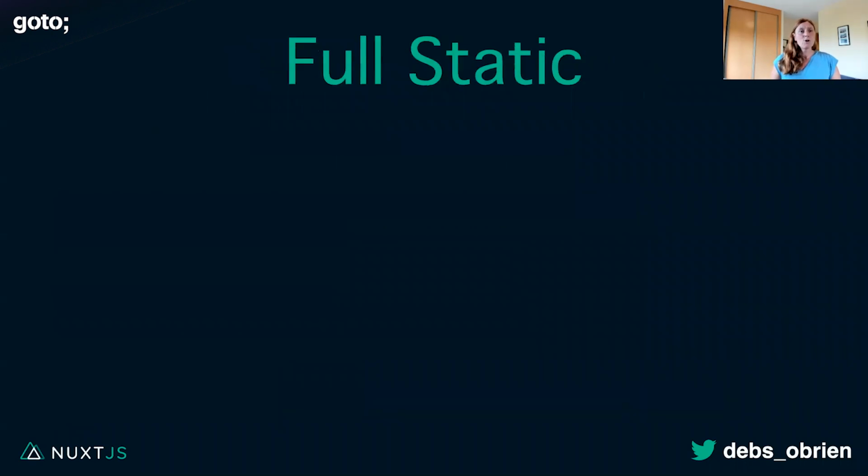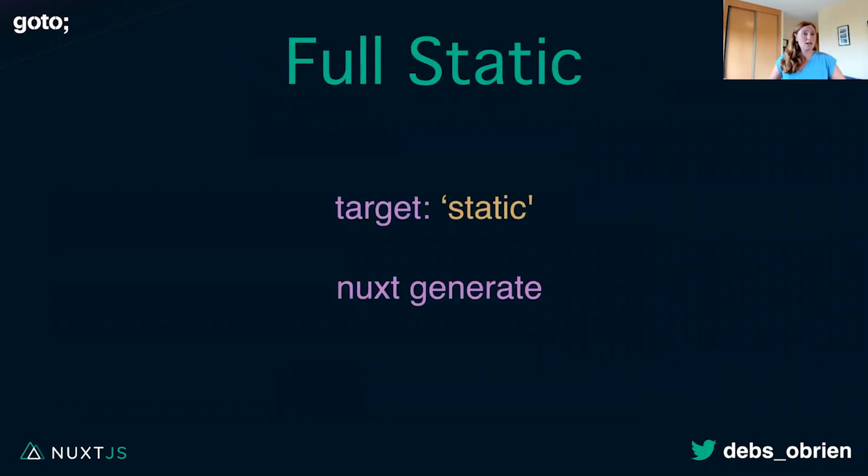So in order to use full static, you just update to the latest version of Nuxt and you write target static in your Nuxt config. Simple as that, target static in the Nuxt config, and then you use the generate command instead of the build command when you're doing your deployment. That is it. That's all you need to do. If you have a server-side rendered application and you want to move to a full static site, you just add target static to your Nuxt config and change your build command.